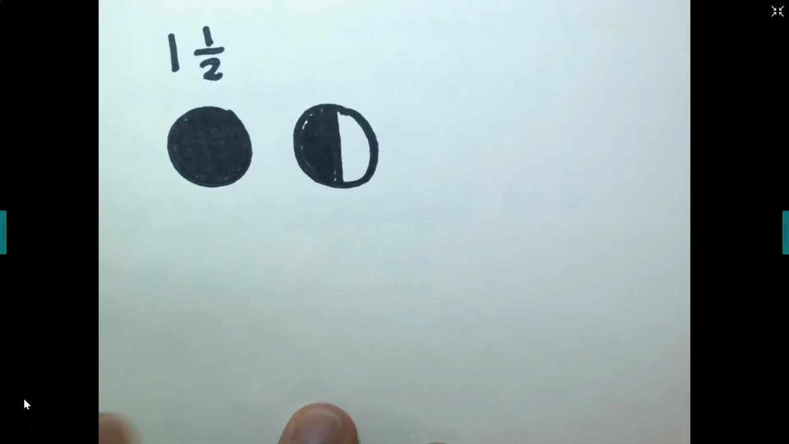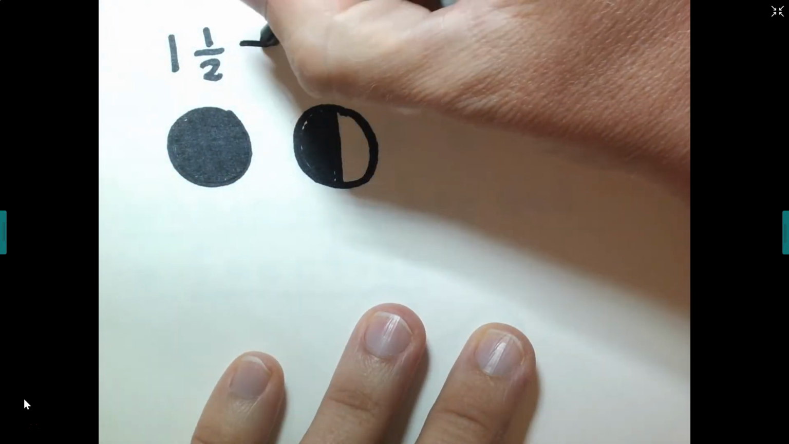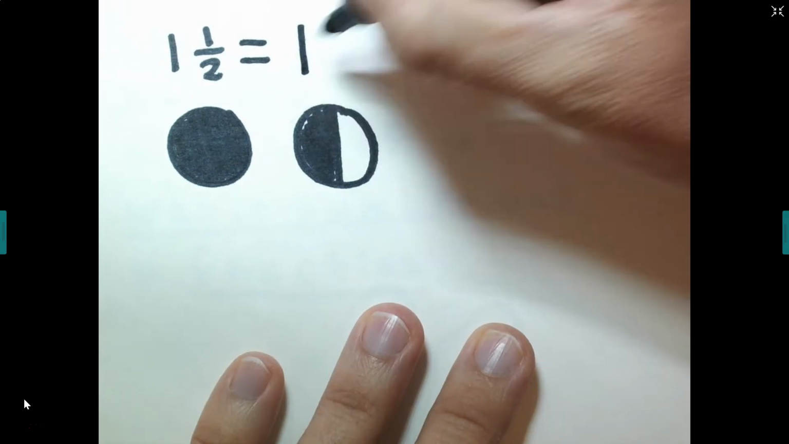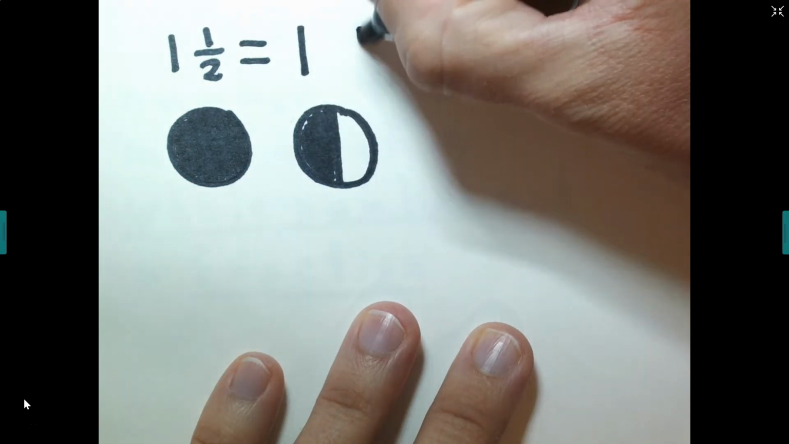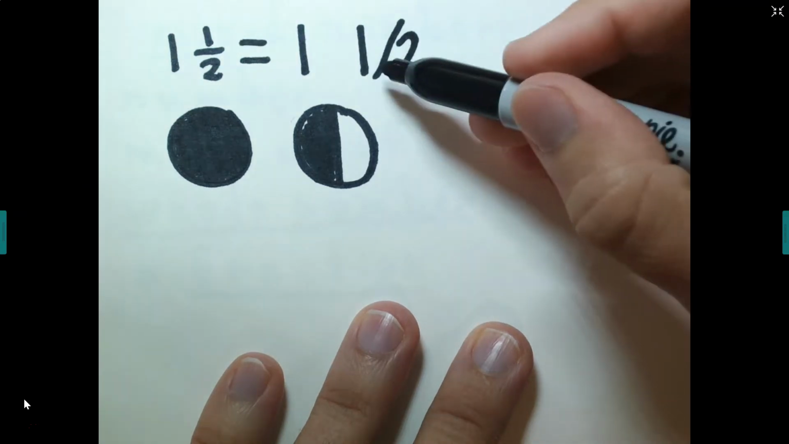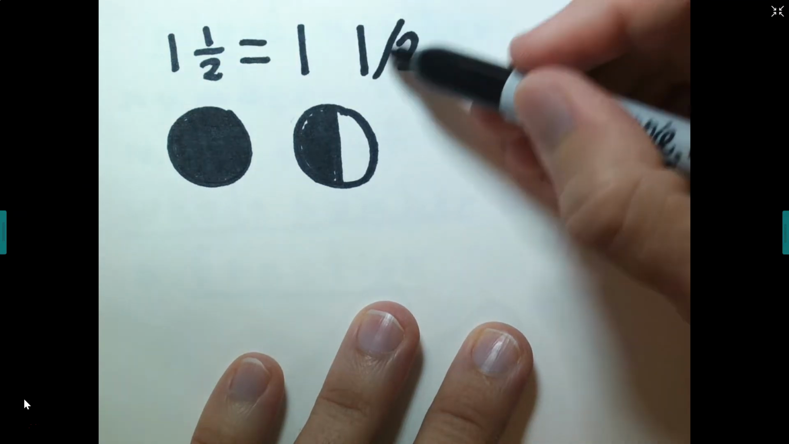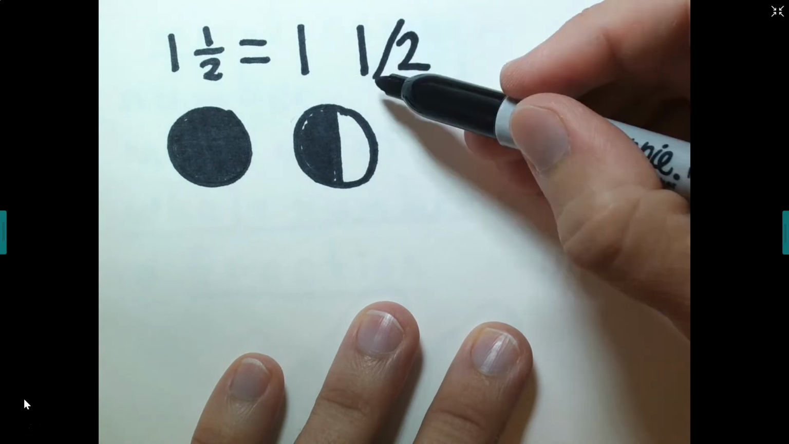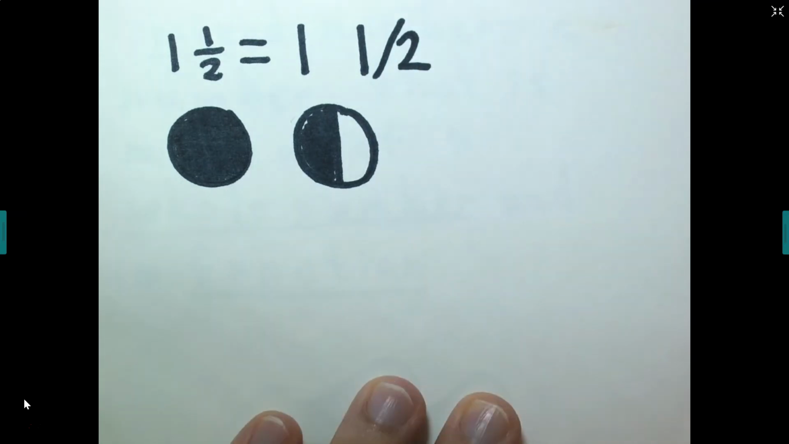If you write this on a computer, it will look like this. One and then a space, and then one half. This is the button that has a question mark on it, forward slash. Okay? Let's do another one.